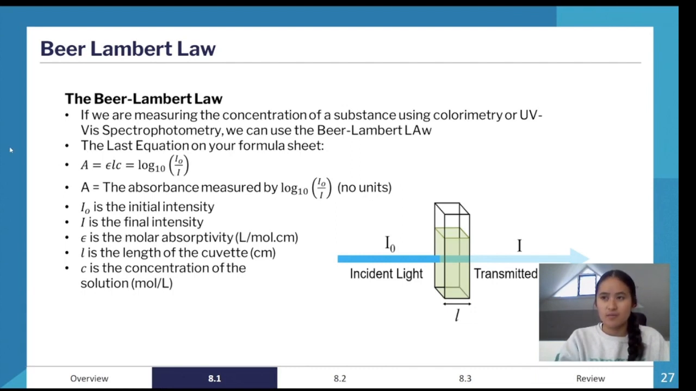This is just on the top of your formula sheet, and what you need to do is just plug in the numbers, basically. So knowing what everything stands for, you got your I0, which is the initial light intensity, and the I is the final light intensity. So that intensity is after a little bit's been absorbed by whatever is in the cuvette. Then the funky E looking thing, I don't know what it's called, but it's the molar absorptivity, and the L is the length of the cuvette, and C is the concentration of the solution. So you just need to be able to plug in the numbers, and it's really easy from there.